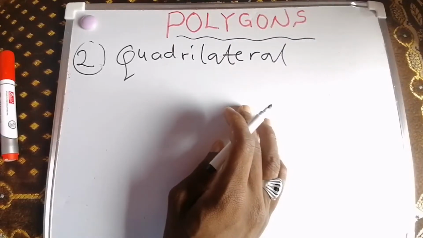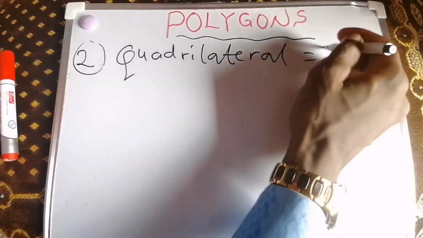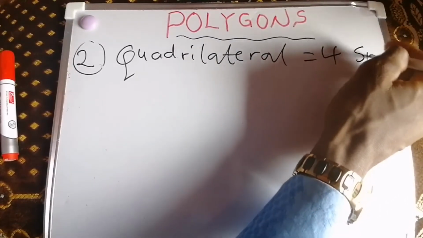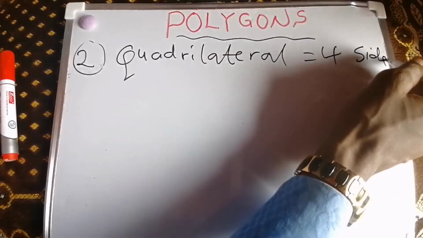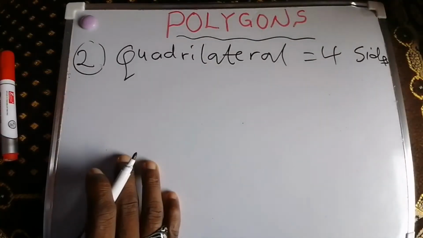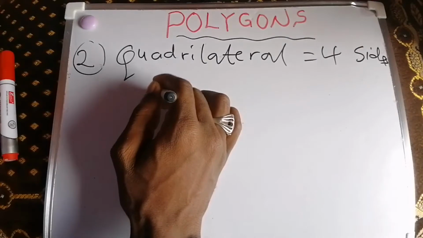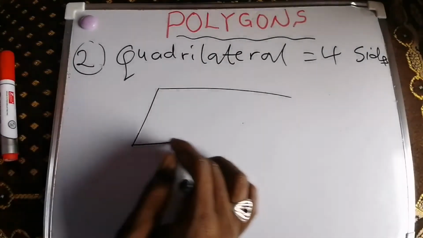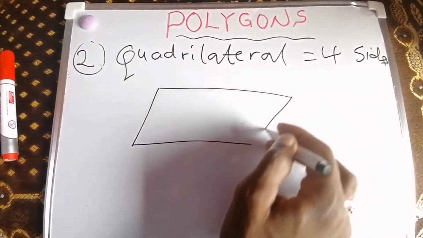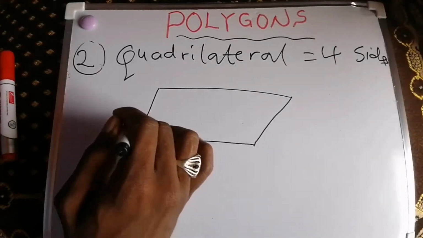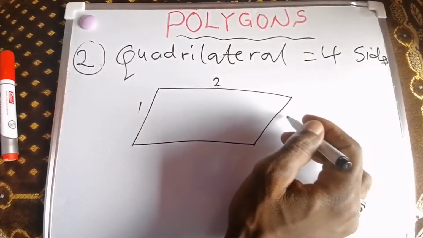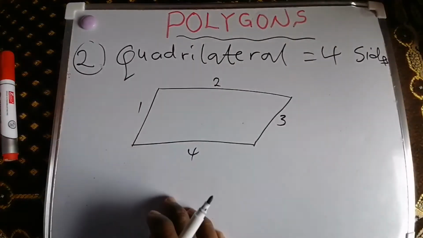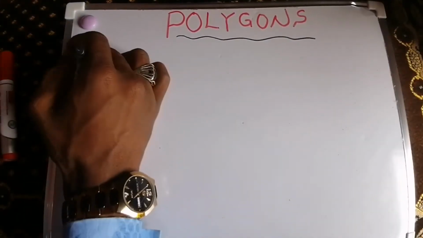So this quadrilateral has four sides. So this is quadrilateral. Has four sides, 1, 2, 3 and 4. So the next one is pentagon.